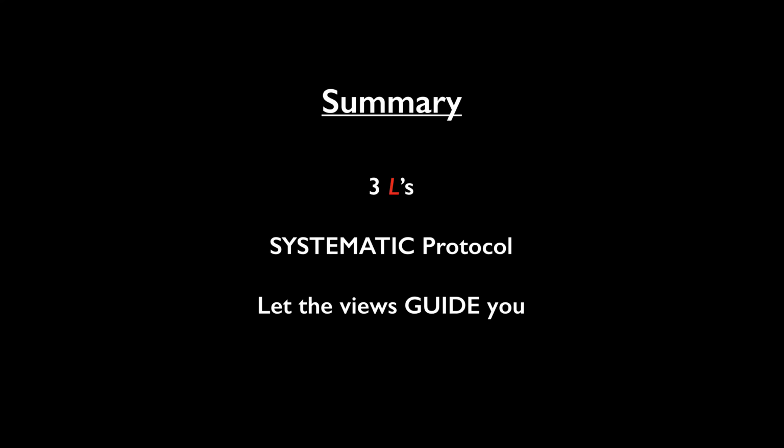So in summary, the 3 L's have a systematic protocol. You can do the parasternal long axis using the 3L technique, get the parasternal short axis, get the apical four-chamber, and end off with the subxiphoid view. And as you saw, it's really easy. Just let all the views guide you. Just go one by one in the same sequence each and every time.